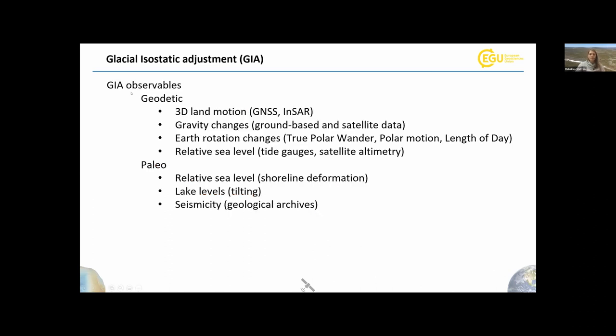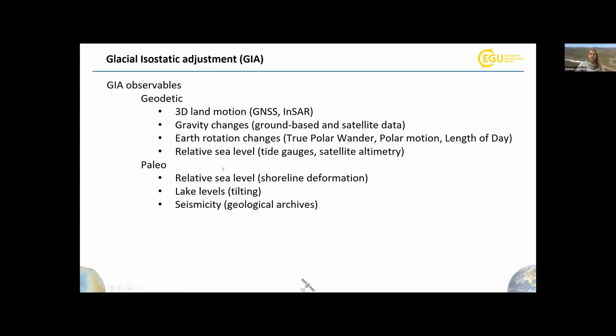We have geodetic observables, where we have 3D land motion observed by GNSS and InSAR, a satellite technique. GNSS was explained by Benedikt already. We have gravity changes, ground-based and satellite data. We have changes in the Earth's rotation parameters, for example true polar wander, polar motion, and length of day. And we can also see relative sea level changes, for example from tide gauges and satellite altimetry data.